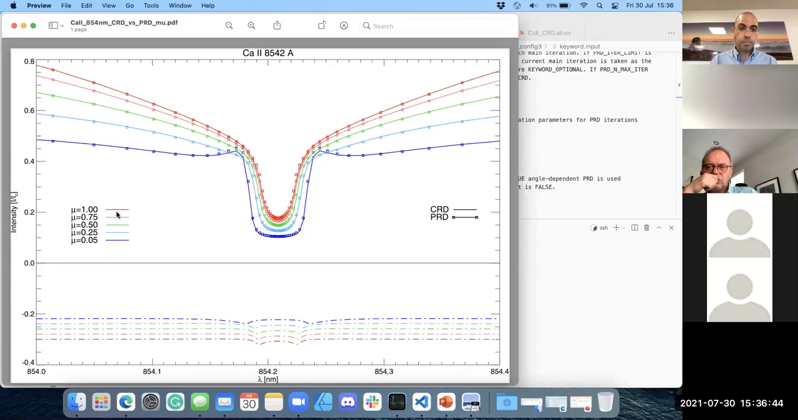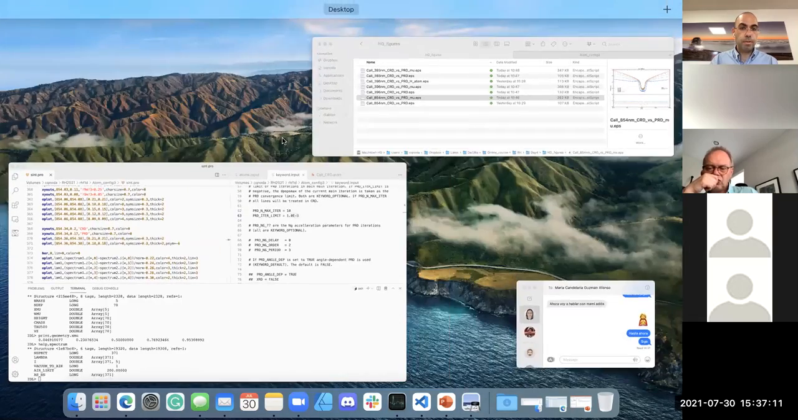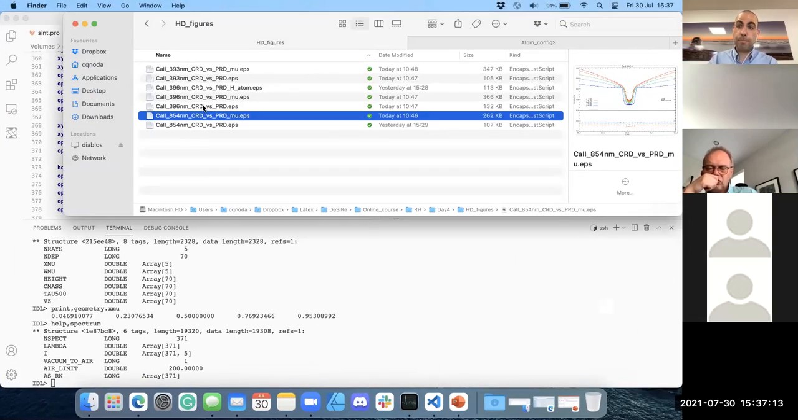Okay, so then you can see that in the wings they are basically the same in all the cases, and then there are some differences in the line core, but you can say that they are basically the same. They are not so big and not so different between almost disk center and very close to the limb. Okay, but there are some differences. Now let's see what happens if we go to one of the blue lines.